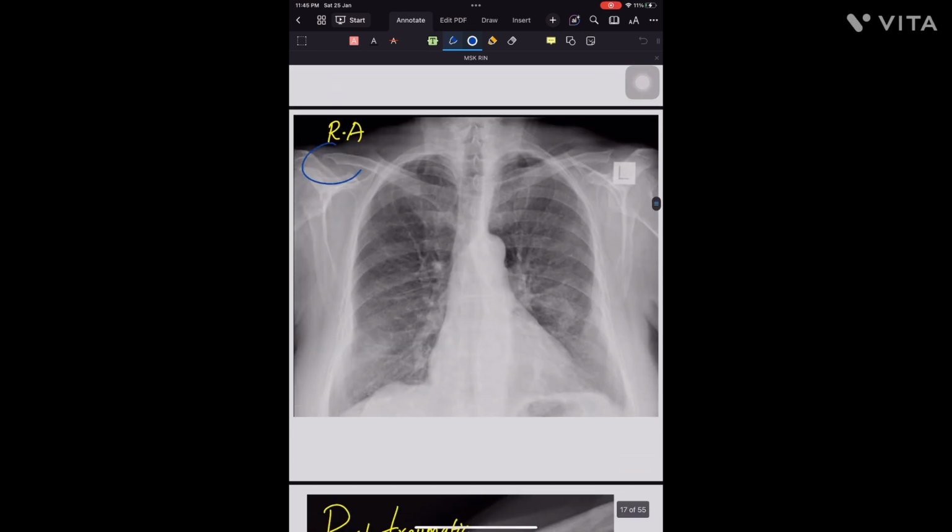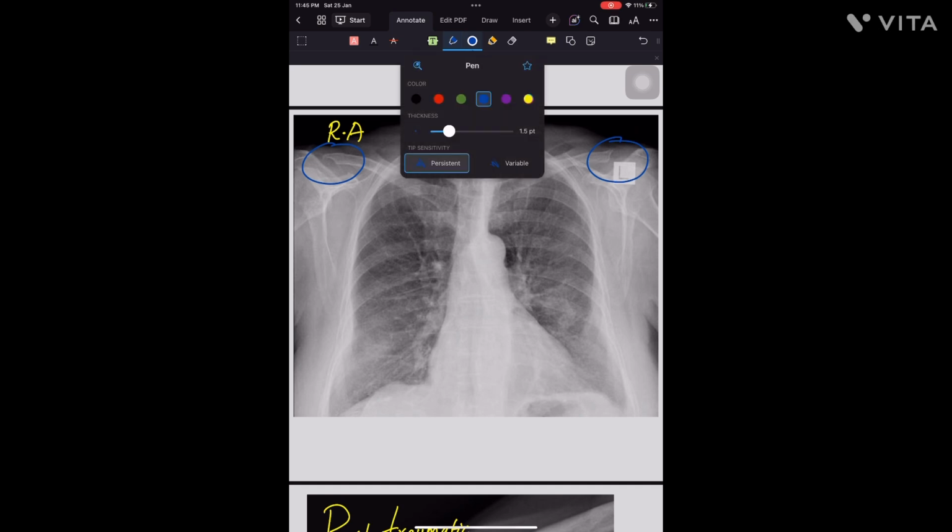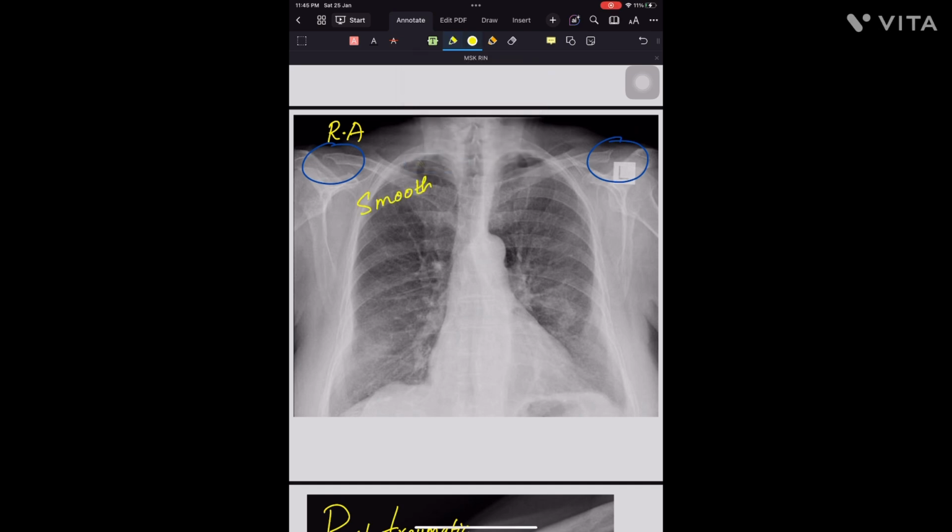In this X-ray we can see bilaterally there is absence of the distal end of the clavicle, and when we look closely we can see that the absent end or the distal end is smooth here, indicating it is rheumatoid arthritis, or it can be in scleroderma also.